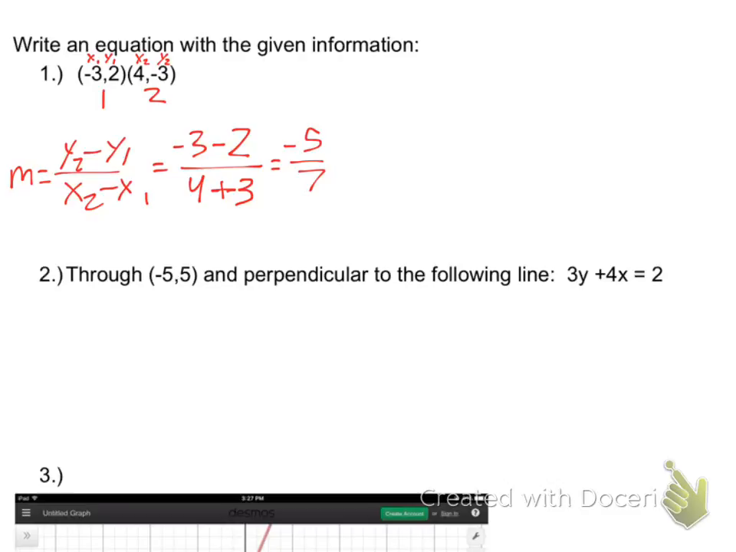Our next choice, ladies and gentlemen, is to decide which point up there I want to use to put into which formula. Which formula do I want to use? Point slope. y minus y1 equals m times x minus x1. Oops. That's coming up next, guys. Don't worry.